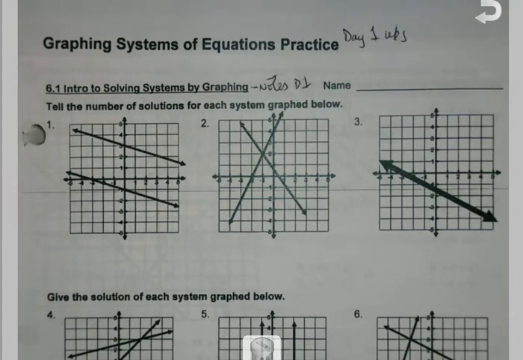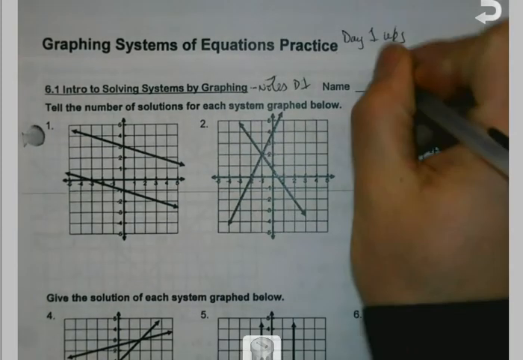So, these first three up here, they're already graphed for me. It'd be nice if they were always already graphed for me. You know what I'm saying?